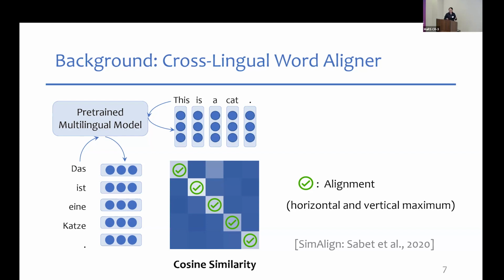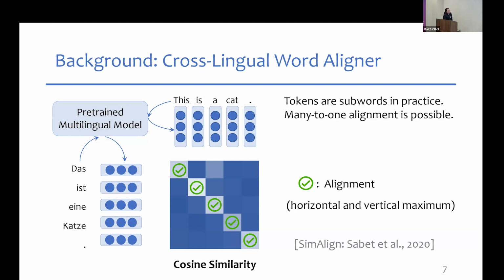And this excitingly just outperforms previous approaches with supervised bitext. The credit should go to Sabet et al. That is called SimAlign. Another note is the tokens in practice are typically subwords, so this enables the possibility of many-to-one alignment when aligning sentences in different languages. And again, the exciting part is no supervision is required.